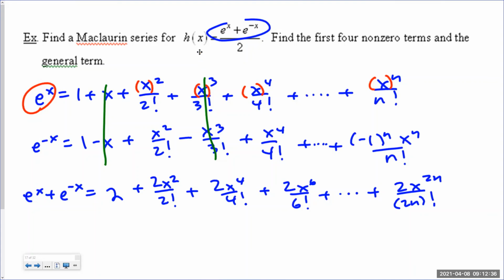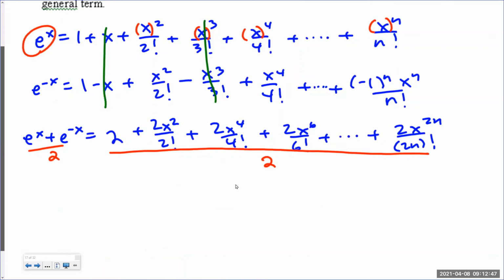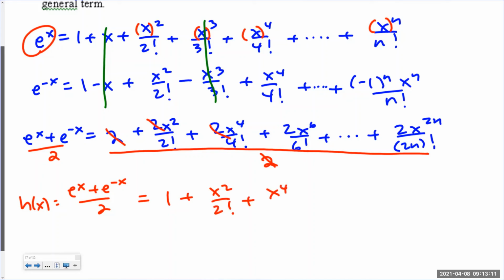But what do I need to do to both sides to make it look like this right here? Okay, so I'm going to divide this by 2, divide this by 2. Okay, and so do you see I get h of x, which is what they asked me to find, is equal to e to the x plus e to the negative x over 2. But guys, do you see when you divide by 2, all the 2's cancel out. So this becomes 1 plus x squared over 2 factorial plus x to the 4 over 4 factorial plus x to the 6 over 6 factorial.